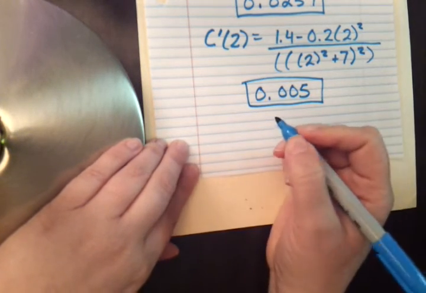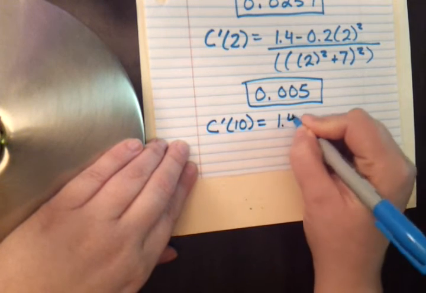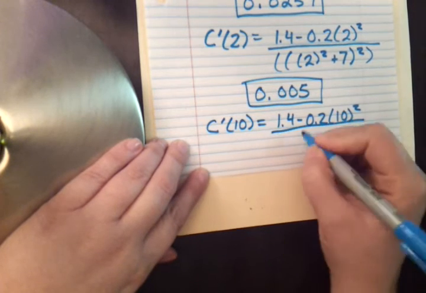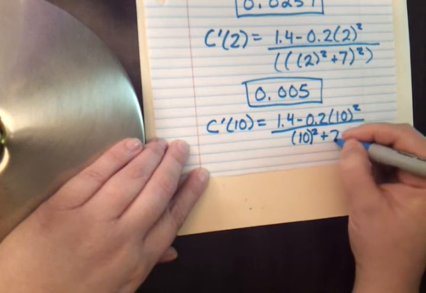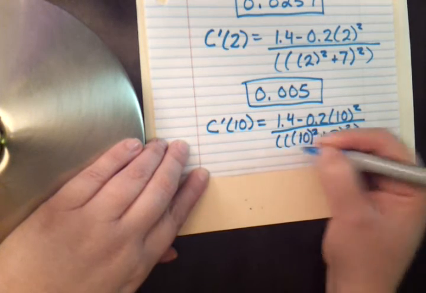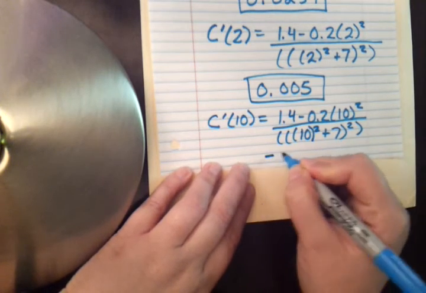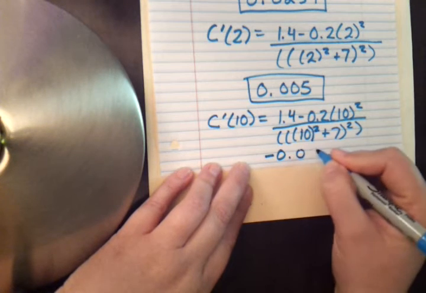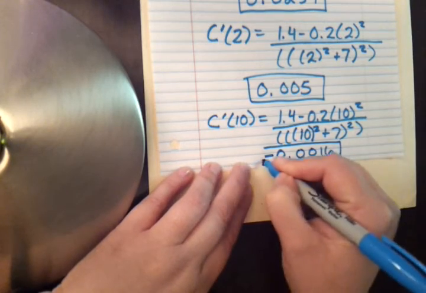And finally, the last one is after 10 hours. So I bet you could guess what we're going to do. C prime of 10. And that's 1.4 minus 0.2 times 10 squared all over 10 squared plus 7 squared. And that extra set of parentheses, that's a lot of parentheses. If you plug that into your calculator correctly, you will find that that's negative 0.0016. That's the 4 decimal representation.